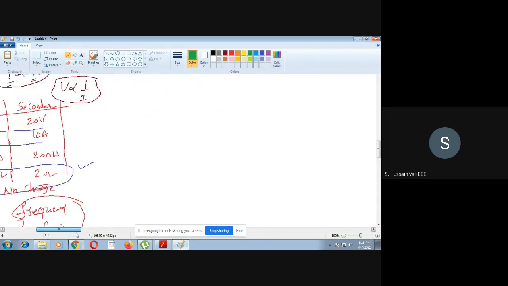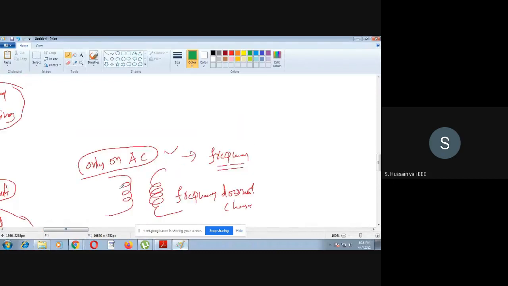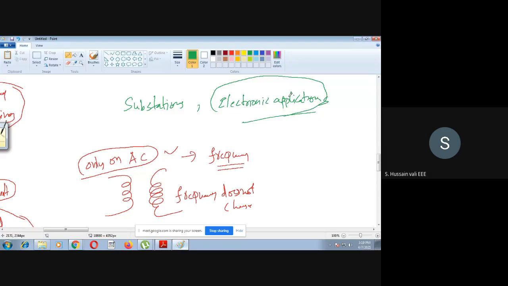So the transformers which are available right now, you see in substations. Definitely you will see transformers in substations, and in electronic applications. Electronic applications in the sense, you open any radio or any electronic application, and there you will find the transformer. So transformers have very large applications. You can find them in substations or in power systems, or you can find them in electronic applications.